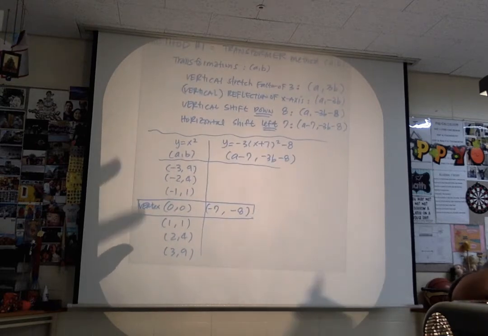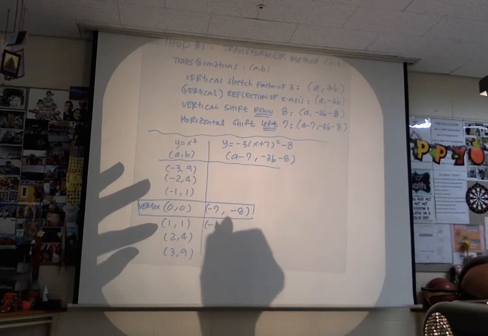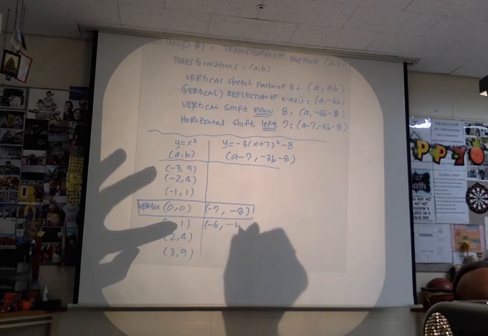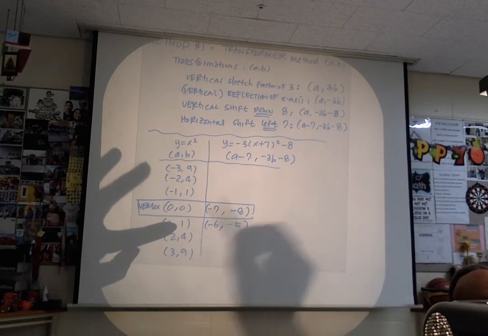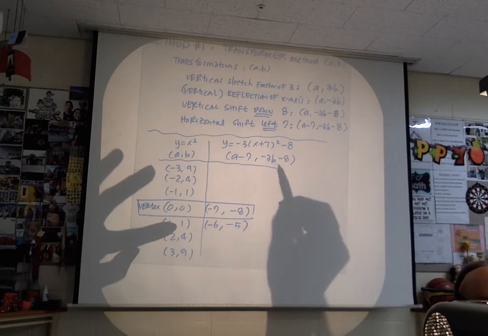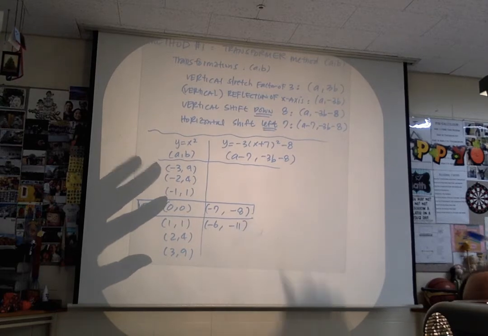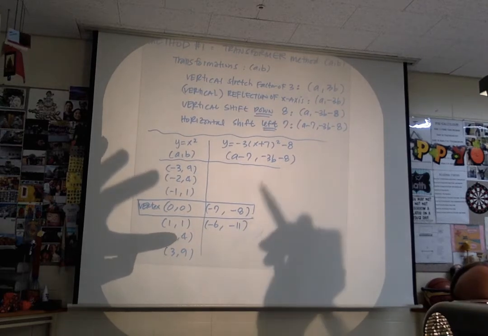All right, that's our first coordinate. 1 minus 7 is -6. 1 times -3 is 3. 3 minus 8 is -5. Okay, let's try that again. 1 times -3 is -3, minus 8 is -11. Oops. Sorry about that, -11. I knew something was funny. Now let's try 2 first.